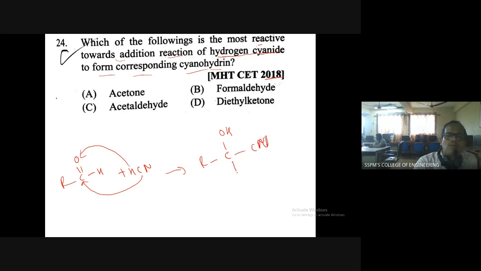Okay, and one hydrogen is already there on carbon. So this is called a cyanohydrin. Okay, so what is the question? The question is not that easy. You don't have to write only the reaction. You have to predict which will give the addition reaction to form cyanohydrin.